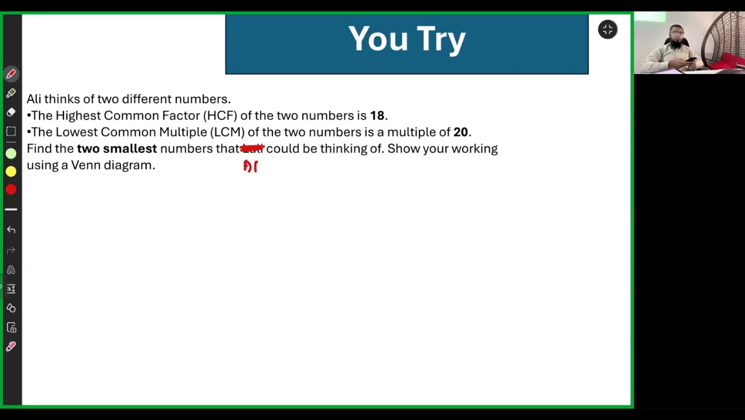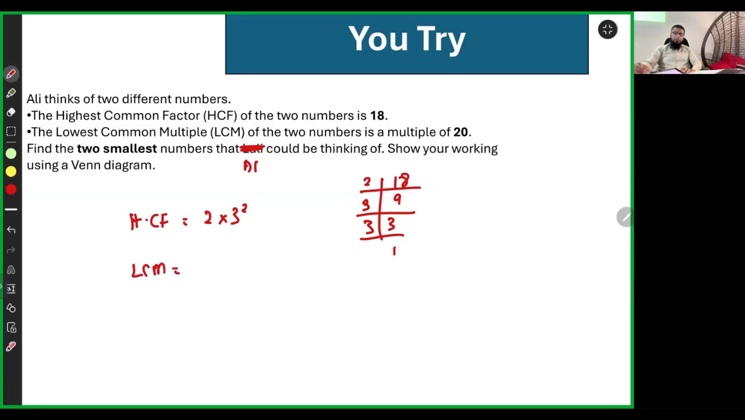18 times 2 times 3 times... 180। ये बहुत बड़ा नंबर नहीं बन रहा। देखें जी, HCF क्या आपके पास आए फैक्टर्स? 18 के फैक्टर्स क्या बनेंगे? 2 9s, 3 3s, 3 1, यही है ना? 2 into 3 squared. What about LCM? LCM is a multiple of 20.